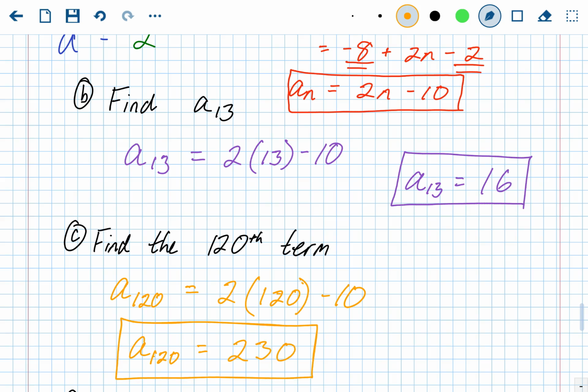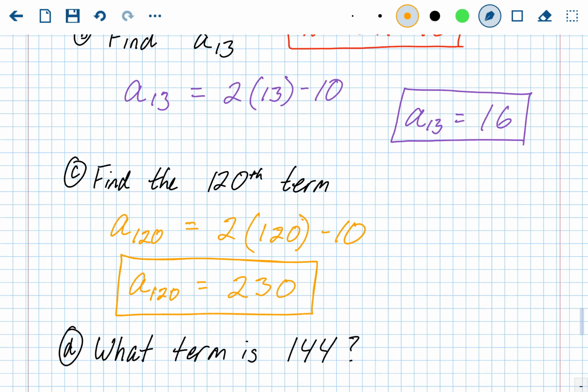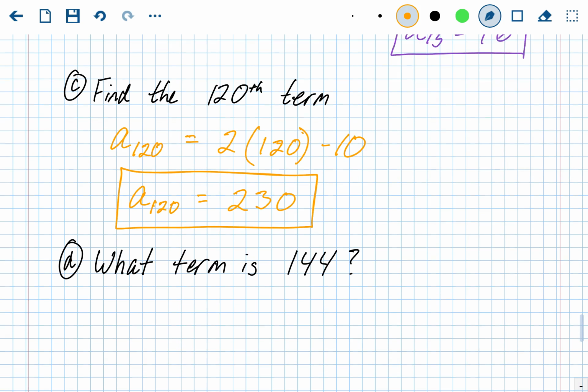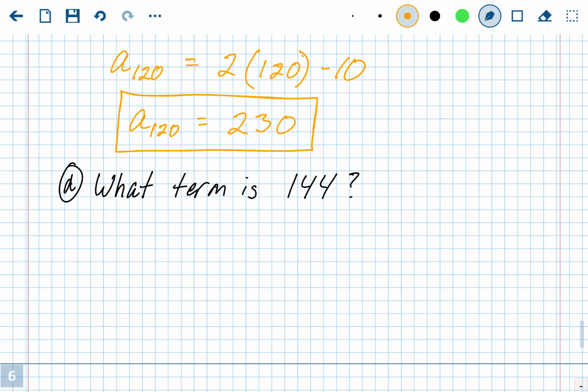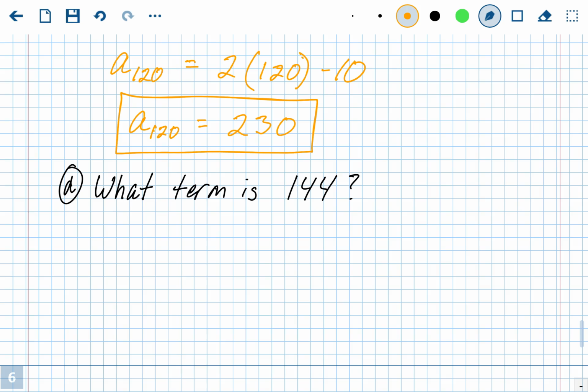Again, the hard part's finding the formula. The rest of it is just plugging in values for n, like plugging in for x, except for the last one. This last one is asking what term is 144. So this is like those problems where I gave you the output and you had to find the input. What n value is going to give us 144?